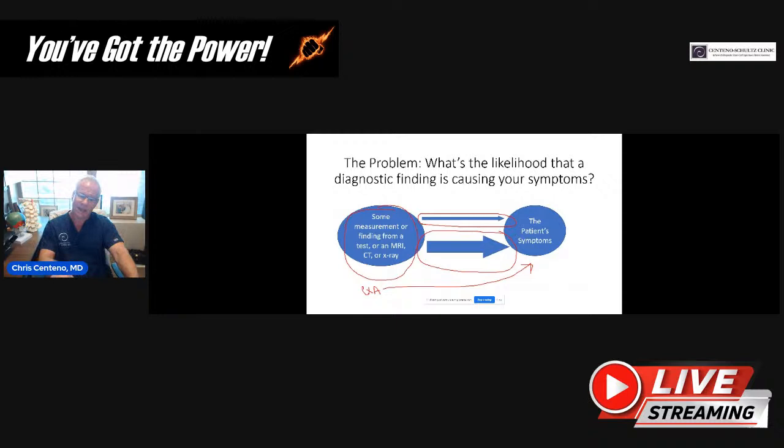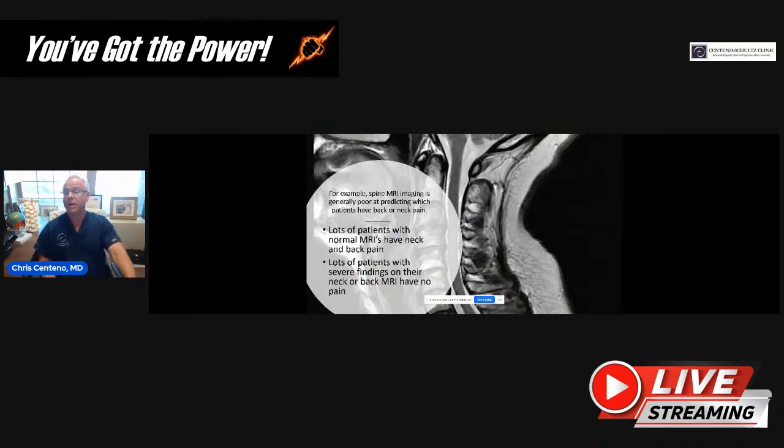So this is a key concept that is critical to understand, that there's this thing called diagnostic accuracy, and a measurement and your symptoms may or may not be related. So, for example, we know that in routine MRI imaging of the neck and back, it's pretty bad at predicting which patients have neck or back pain. Now, there's some specific findings that are better at that, but in general, there's lots of patients with normal MRIs that have neck and back pain, and lots of patients with awful looking MRIs that have no neck or back pain. So right there, we start to see this disconnect, which is well known in medicine, between images and symptoms.